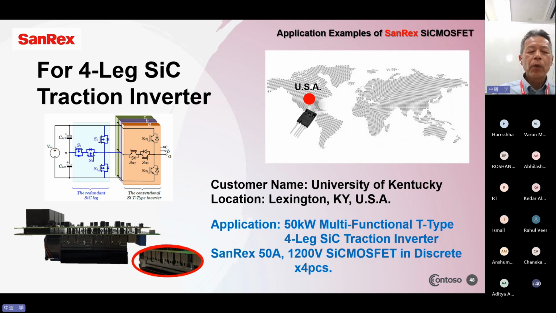Next example, 4-leg SiC traction inverter. It's also coming from USA. The customer name, University of Kentucky. They are located in Lexington, Kentucky, USA. This is the picture and diagram. The application is a 50 kilowatt multifunctional T-type 4-leg SiC traction inverter. They use SanRex 50 amp 700 volt silicon carbide MOSFET in the discrete package, 4 pieces in this application.